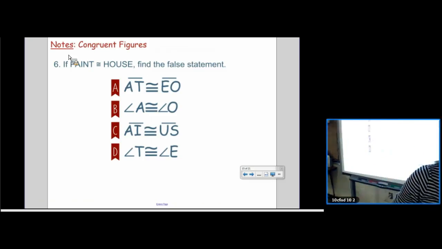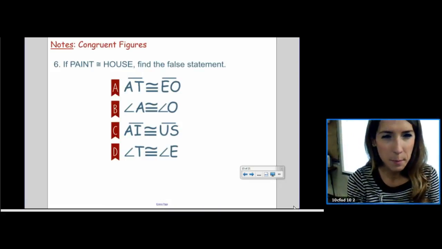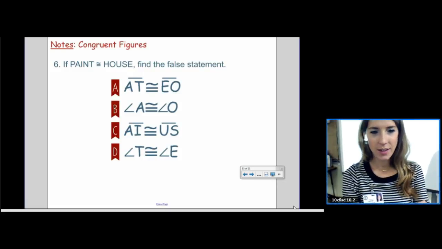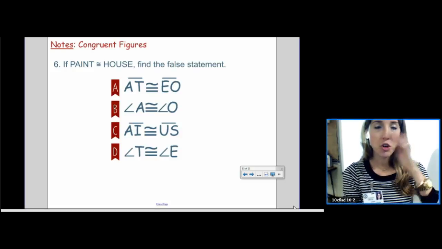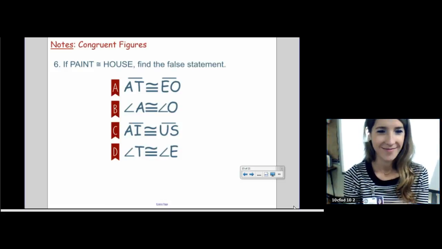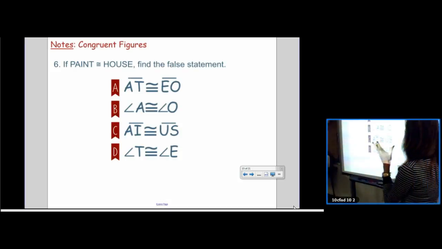Most of the examples we did dealt with triangles, but this example deals with what? Pentagons? Yeah, 5 sides. If the first pentagon is congruent to the second, find the false statement. So you're going to trust your congruent statement, and you're going to find the statement that is wrong. Yep, you got it. You found the false one. C is wrong. It's really, really close.